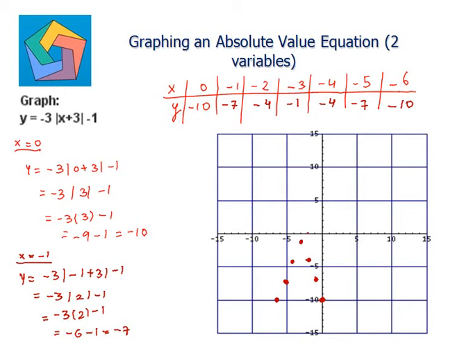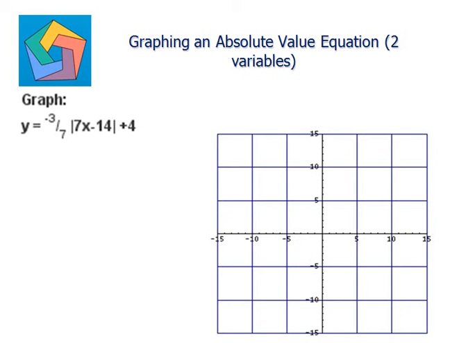So we can join these points to form the absolute value equation graph, and this graph is always symmetrical about the vertex, about the line passing through the vertex. So this is the graph of the absolute value equation y is equal to negative 3 times the absolute value of x plus 3, minus 1. Let's look at the next problem.